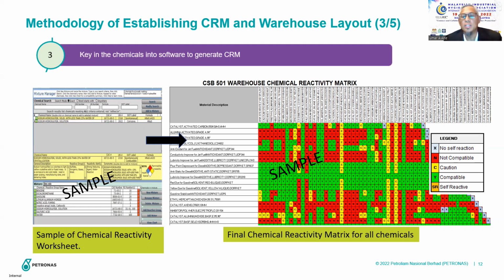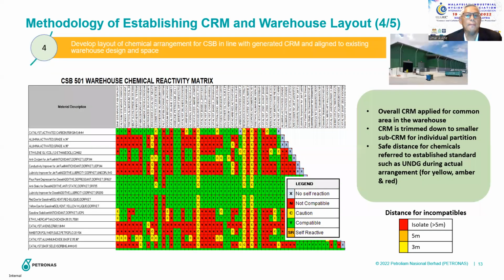C means caution. We have to store them with extra precautions. And for yellow, it's okay to store together side by side. And for amber, it is going to be separative if we store it together in the same place.